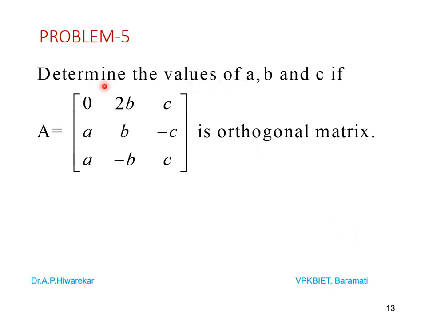Try to solve this. Determine the values of a, b and c if 0, 2b, c is the first row, a, b, minus c is the second row, and a, minus b, c is the third row. This matrix is orthogonal. You may note down this problem and try on similar lines as we already solved a few problems based on this, and you may verify your answer as a is plus minus 1 by root 2, b is plus minus 1 by root 6, and c is plus minus 1 by root 3.